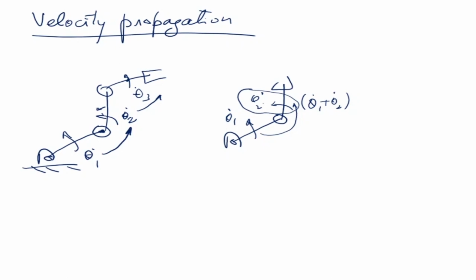Now let's look at a general case of velocity propagation from link to link. This is a three-dimensional shape we are drawing just to explain how velocities propagate from link to link. This is one link, and there is another link on this side, so it can have any shape.